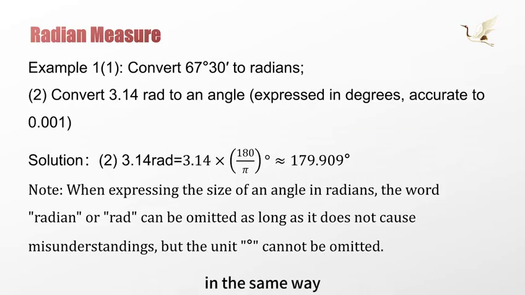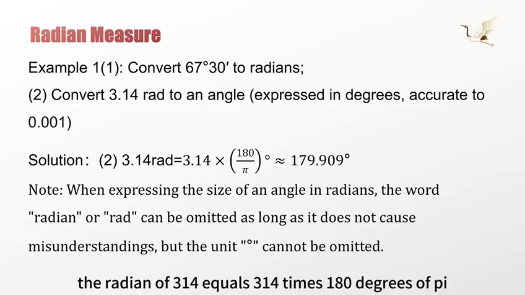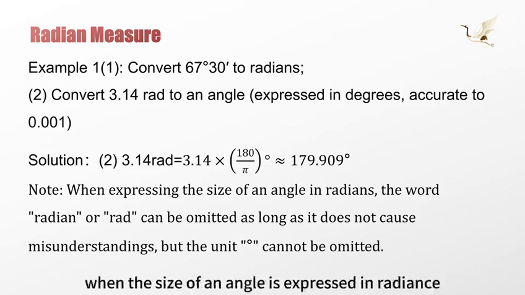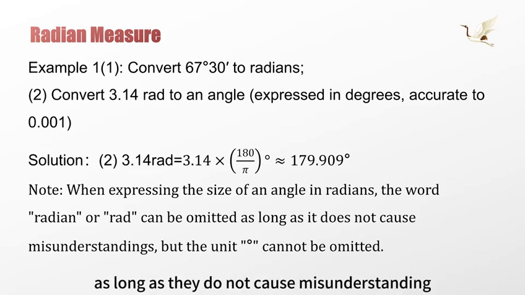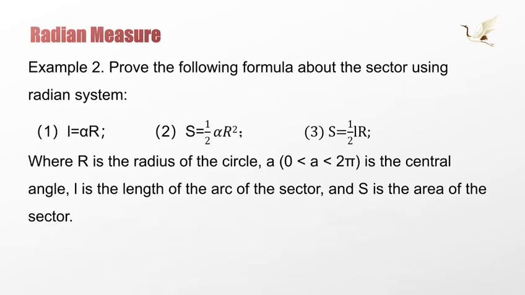In the same way, let's look at the second question. Because we know that 1 radian equals 180 degrees over pi, the radian of 3.14 equals 3.14 times 180 degrees over pi, approximately equal to 179.909 degrees. Here we need to pay attention that when the size of an angle is expressed in radians, the word radians can be omitted as long as it does not cause misunderstanding, but the unit of degrees cannot be omitted when an angle is expressed in degrees.